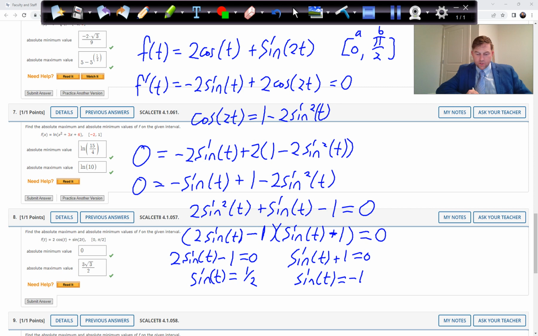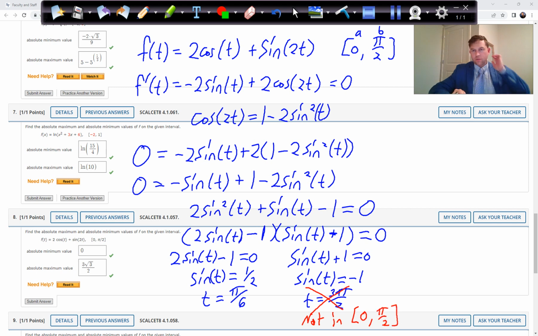Well, sine t is 1/2 when t would be equal to pi over 6. And sine t is minus 1 when t is equal to 3 pi over 2. And you can look on unit circle to find those if you wanted to. Or just take an arc sine of both numbers and you'll get that in radians. But this is a good one where we have to think. 3 pi over 2 is not in the interval. So if the interval is from 0 to 90 degrees, 3 pi over 2 is 270 degrees. This one is not in the interval. It's not in 0 to pi over 2. So we don't have to check it, which is nice.